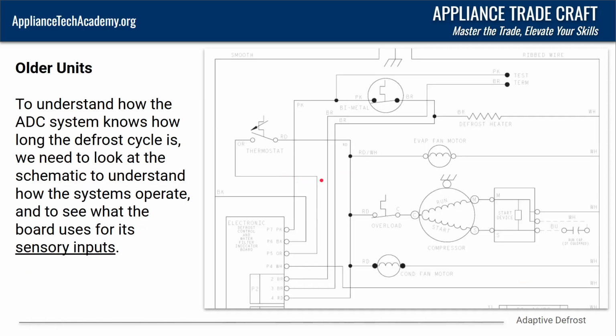So on older units, to understand how the adaptive defrost system knows how long the defrost cycle is, we need to look at the schematic to understand how the system operates. And we want to see what the board is seeing or what it's using for its sensory inputs. Now, if you're looking at this wire diagram and it's a little confusing to you, no worries. It kind of looks like some spaghetti thrown out there, and it can be a little difficult to understand unless you have someone walking you through it or unless you're familiar with it.